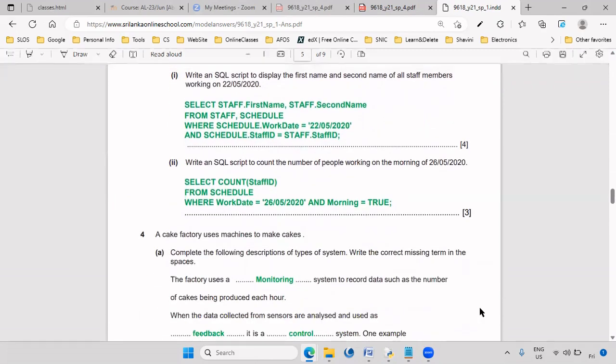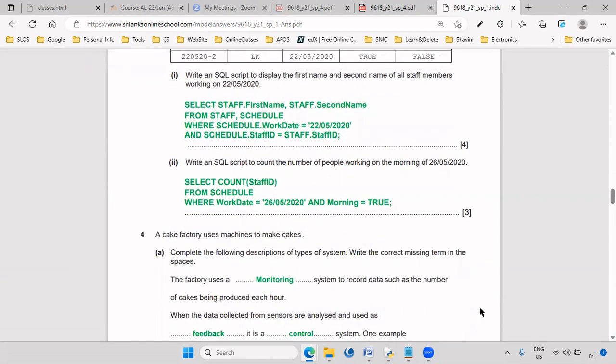Write an SQL script to count the number of people working. There is a function also here. From schedule, where workdate equals this and morning equals 2. Only in the morning of 26/5.